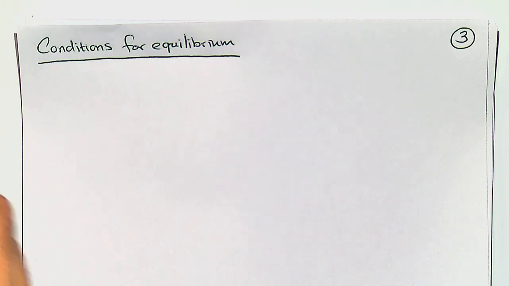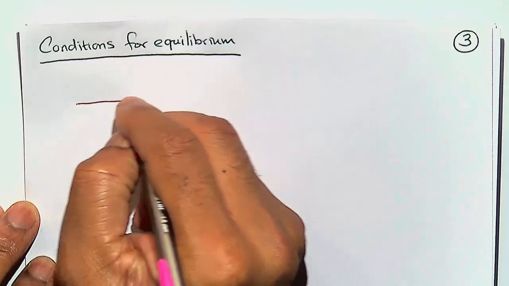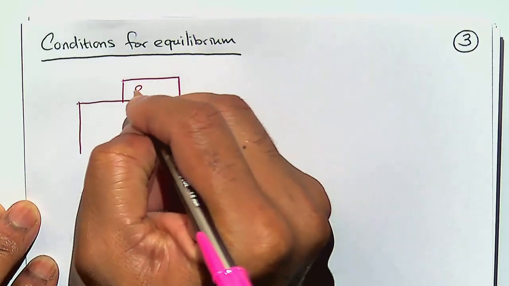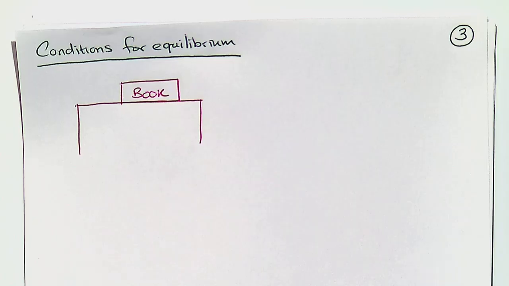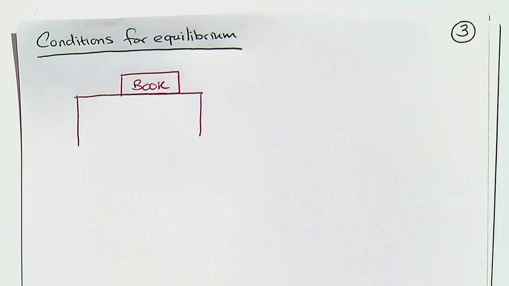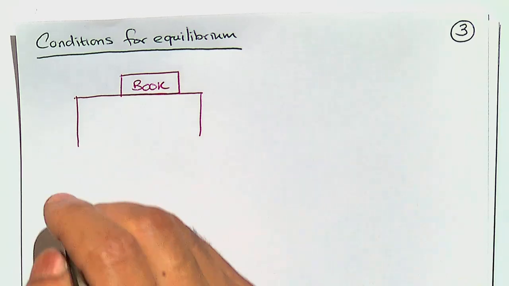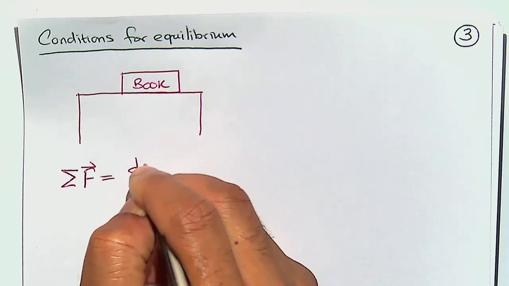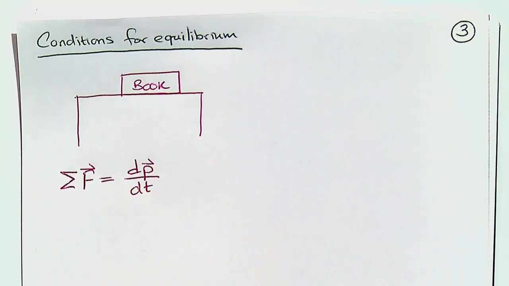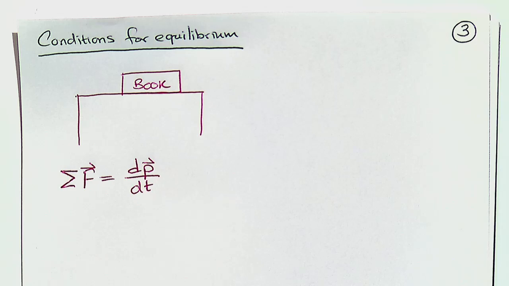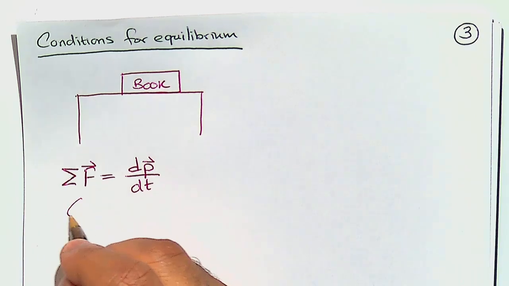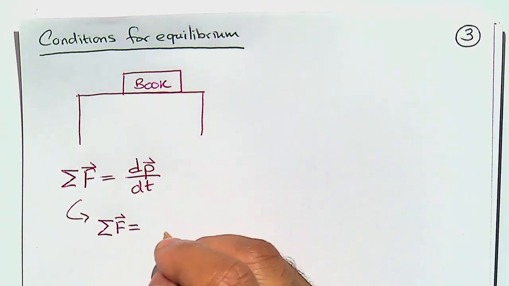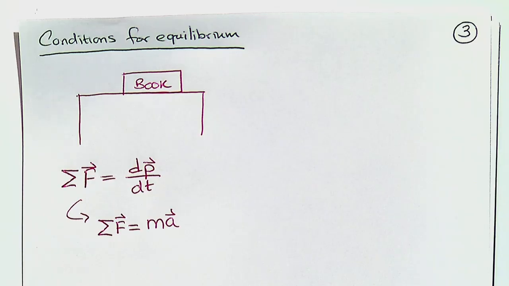So when we had a case of a book on a table, for the condition for equilibrium, starting from the big idea, the sum of the forces must equal the derivative of momentum. That's the big idea, Newton's second law. From this we said, okay, the mass of the book is not changing, so we can simplify this to the sum of the forces equals mass times acceleration.